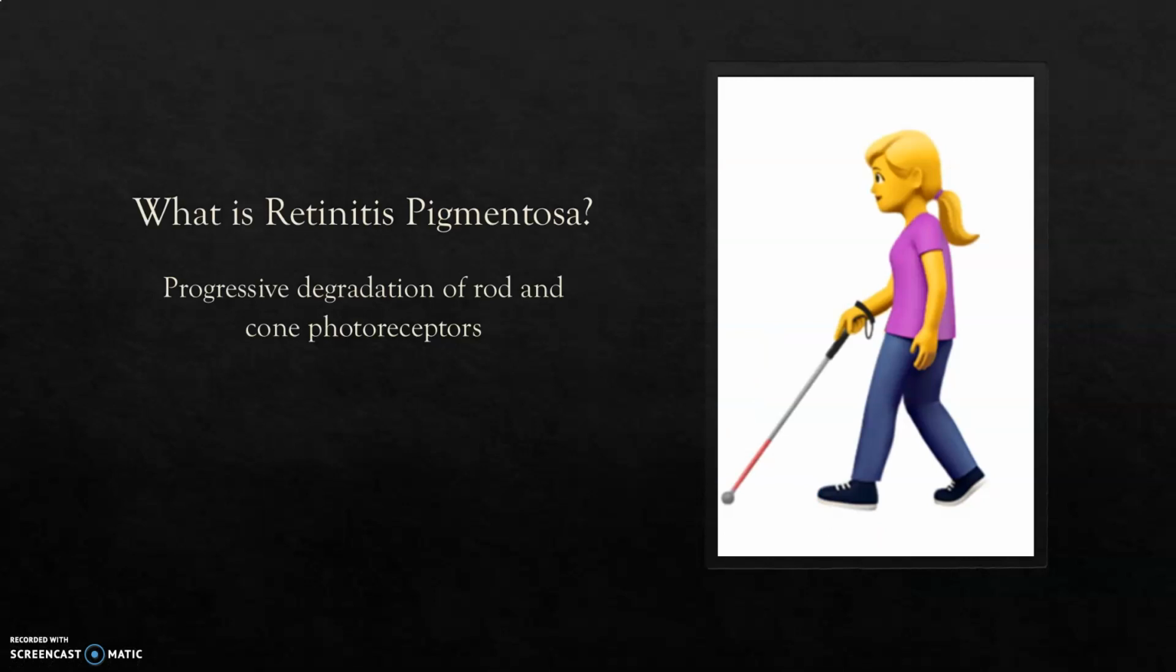So now what is retinitis pigmentosa? Retinitis pigmentosa is a progressive degradation of rod and cone photoreceptors. What does that mean? That means that the cells in the eyes around the retina die progressively throughout life. So that causes vision loss and other visual properties that affect it.